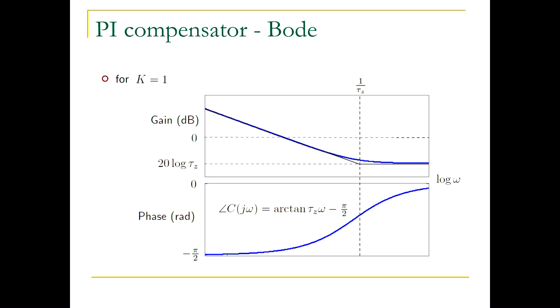You need to also remember this sort of compensator because you might need to use it. The degrees of freedom are k and tau z. By playing with tau z, you can move this corner frequency. And by the way, you will get 45 degrees, or minus pi over 4, at this frequency, 1 over tau z, because this thing here is symmetric.